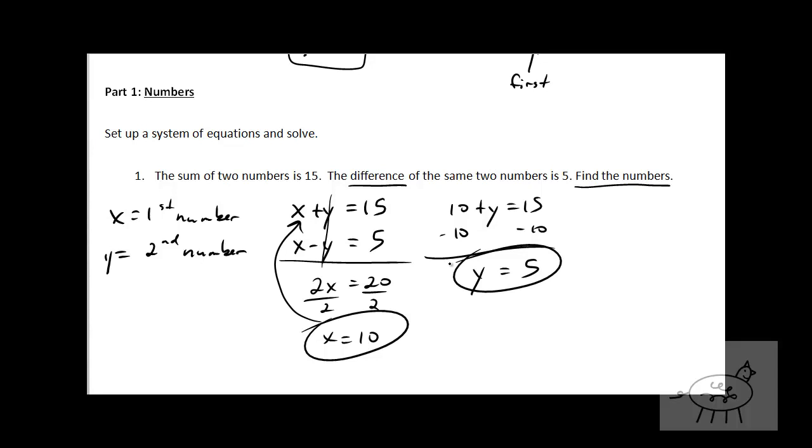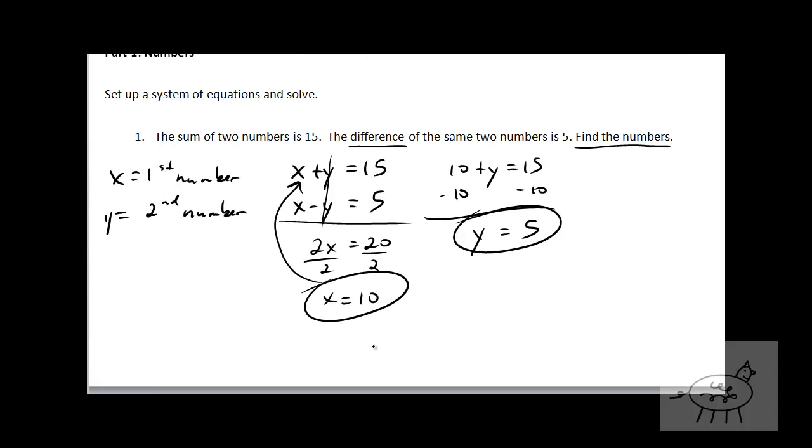And if you think about it, the sum of them is 10 plus 5 is 15. The difference, 10 minus 5, is 5. And you got your answer. It's a good check. Okay? Not bad. Let's go to the next one here.